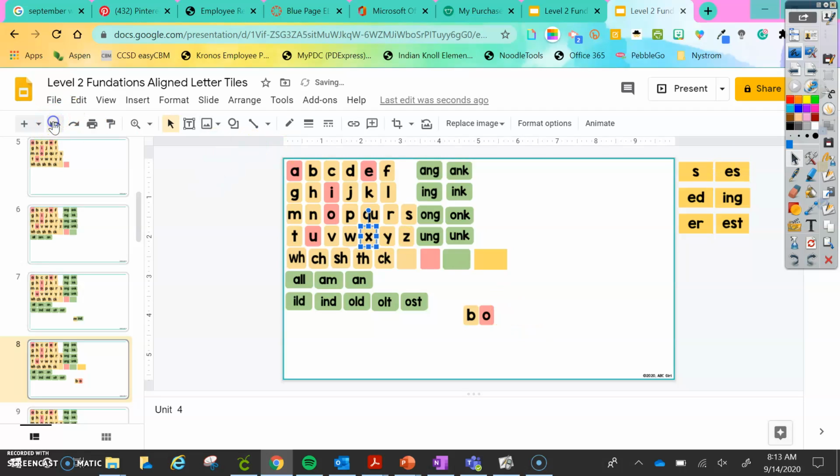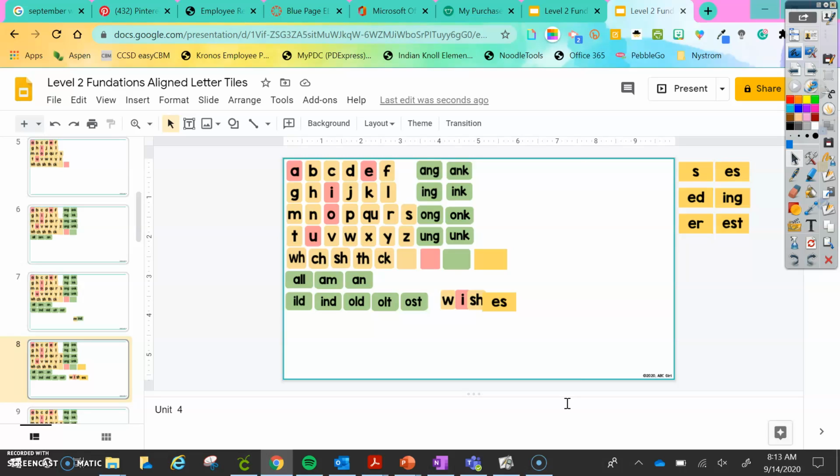So let's do one more word. Let's see here. Let's do wishes. All right, so let's tap out our word. W-I-sh, wish. But we can't just add an S to that. We have to add an ES. So we now have wishes.